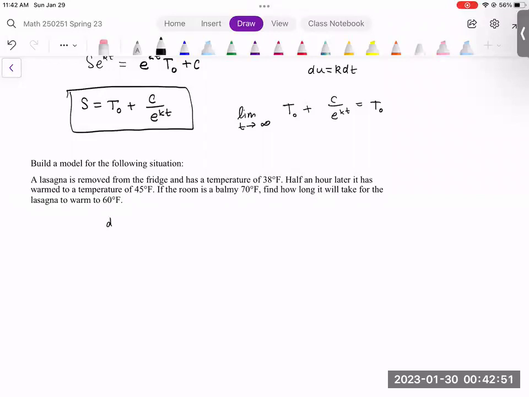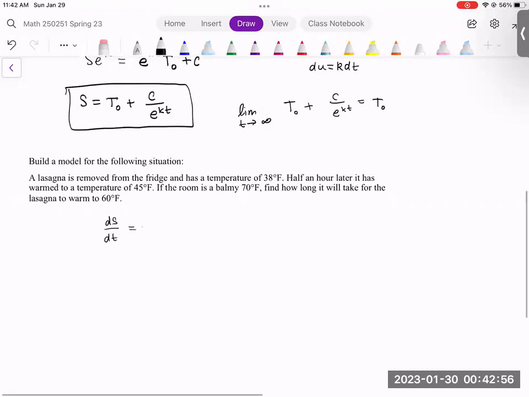Our baseline differential equation is dS/dt equals negative k times (S minus our room temperature of 70 degrees). And we have an initial temperature of 38. Now in this case, we know the format of our solution is going to be.